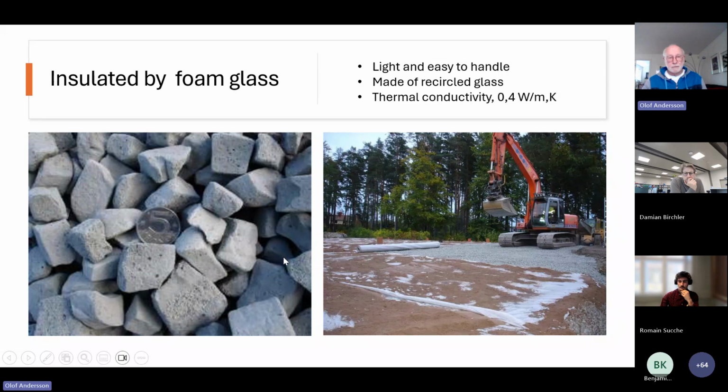The insulation is by foam glass. We chose from many different options, but we stayed with foam glass that has a thermal conductivity of 0.4 watt per meter Kelvin. It's light, it's not very heavy. And it's recycled glass. It's expanded glass. And it's in a gravel fraction, as you can see here.